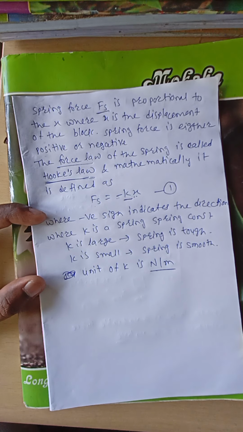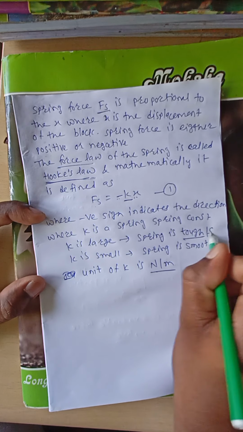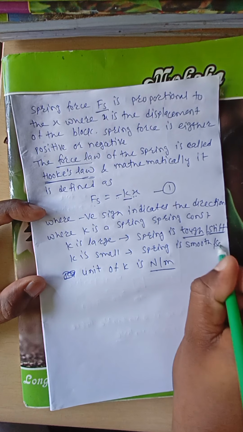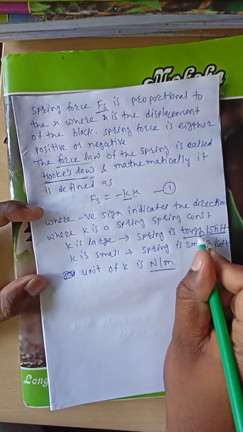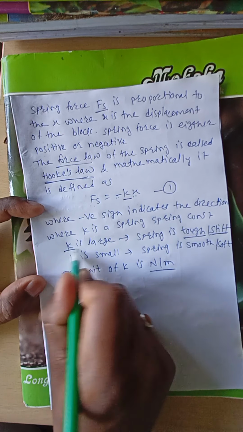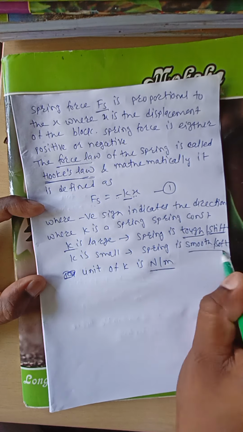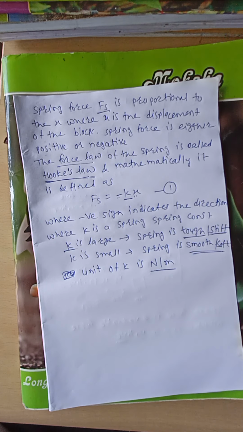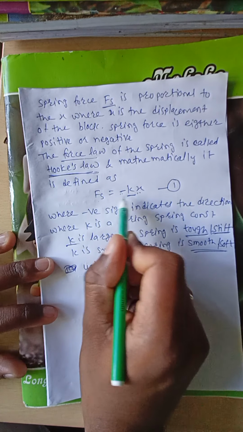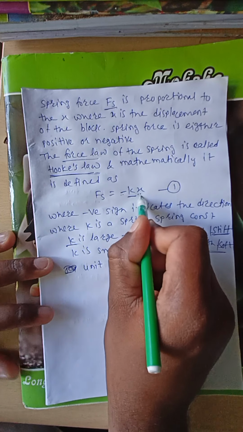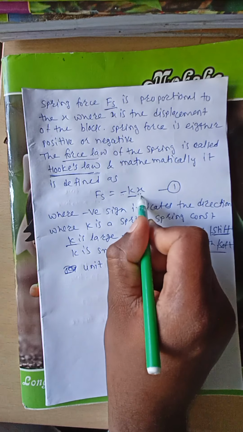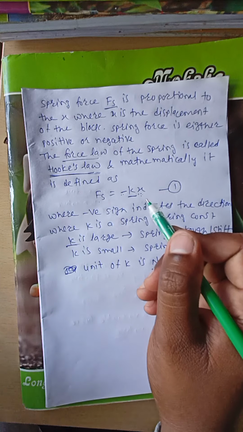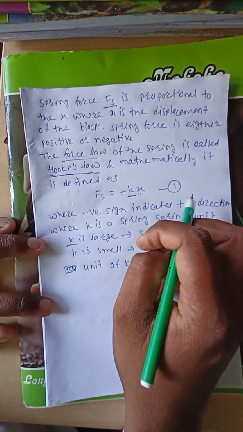The spring is stiff or tough, or smooth or soft. When the spring is tough or stiff, k is large. When the spring is smooth or soft, k is small. This type of question can be asked in MCQ. The spring force Fs is equal to minus kx. When x increases, the spring force decreases. When x is positive, the spring force is negative. When x is negative, the spring force is positive.